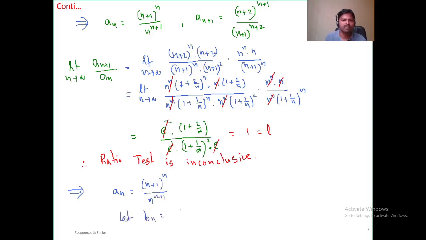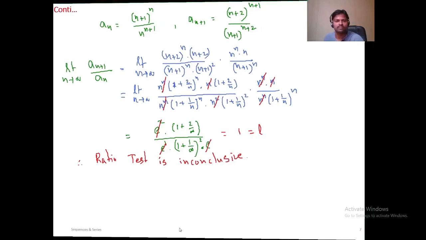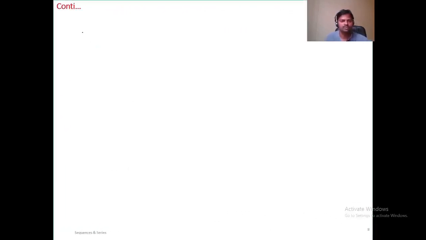Here the maximum power of n I can take common in the numerator, and in the denominator the maximum is n power n into n only, right? Similarly, n power n plus 1 I can take common, so overall this is 1 upon n. Because n power n and n power n will cancel out. Let us choose bn as 1 upon n, then proceed.